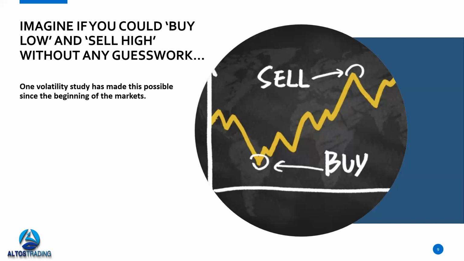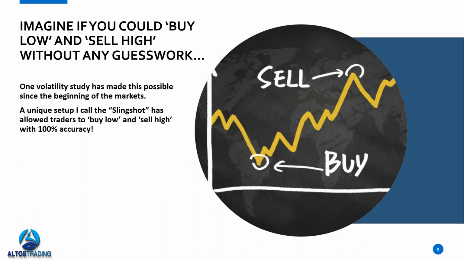So with that said, we're going to look at one volatility study that has actually made it possible to buy low and sell high, going back to the beginning of the markets. And as I mentioned, this has played out, as I'll demonstrate to you, 100% of the time on the major indices. It's a unique setup that I've coined the slingshot that has allowed us to do that on the major indices with 100% accuracy. As I mentioned, it also works on individual stocks, on Forex markets, futures markets. You can really apply this to any asset class and any time frame, and we'll look at some examples there.